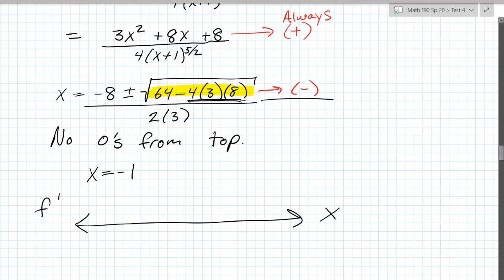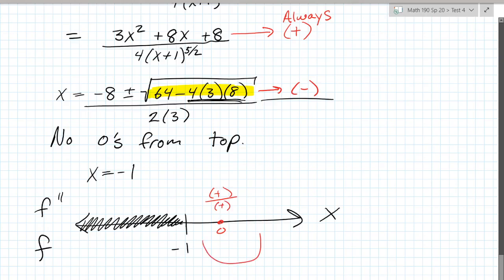look at our second derivative. Here is -1. Everything to the left of -1 was undefined. Taking a value to the right, such as 0, gives me a +8 up top, and then a +4 times 1, which is positive on the bottom. So that is concave up.